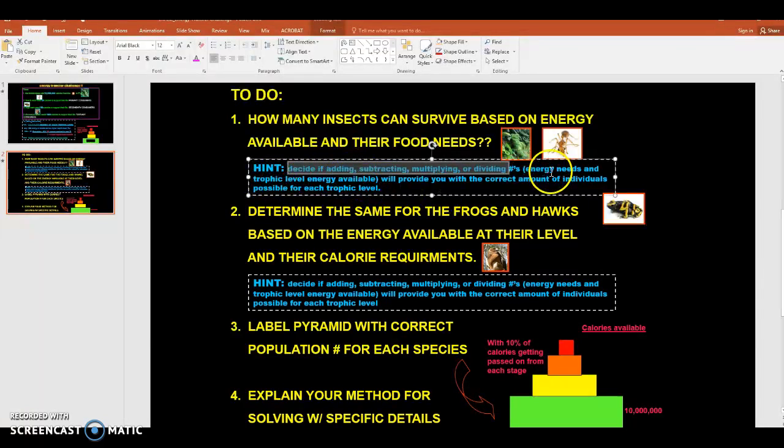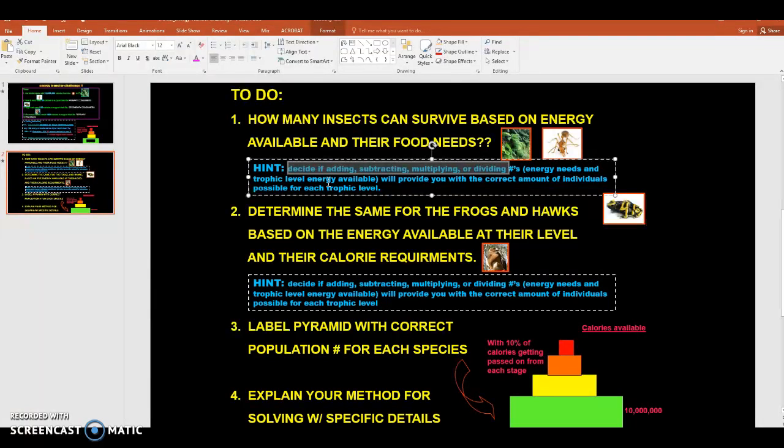So do you add how much energy an ant uses to the trophic level energy available? Do you subtract the energy the ant needs from the amount available at its trophic level? Do you multiply the energy available to the ant and the energy available at the trophic level? Or do you divide the energy needs of the ant, the 20 calories, and the trophic level? So are you going to use addition, subtraction, multiplication, or division to calculate the energy needs of an ant and the trophic level that they live in?